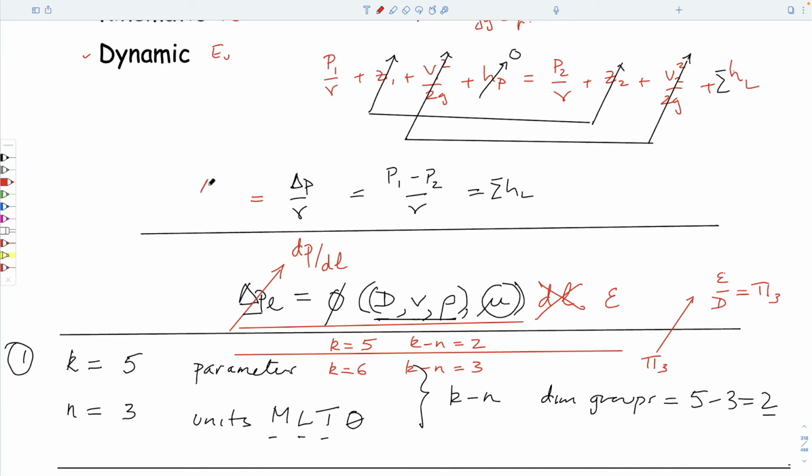This could be written as delta P, just as a pressure change, rho G. We could divide both sides through by, what am I going to want to do? So I could multiply both sides through by G.